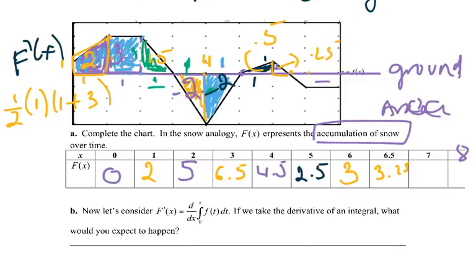When it's at 7, this is the piece right here that we add. Actually, because this area is negative, we're going to subtract.